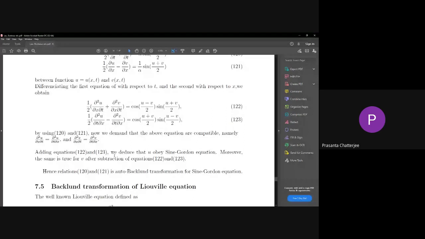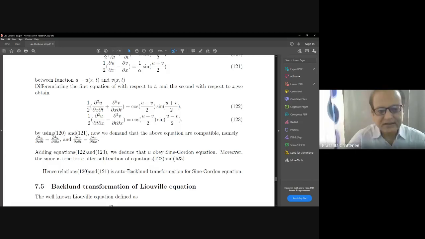Similarly, in a similar fashion, we can show that v satisfies the sine-Gordon equation, if instead we take the subtraction of equations 1.22 and 1.23.